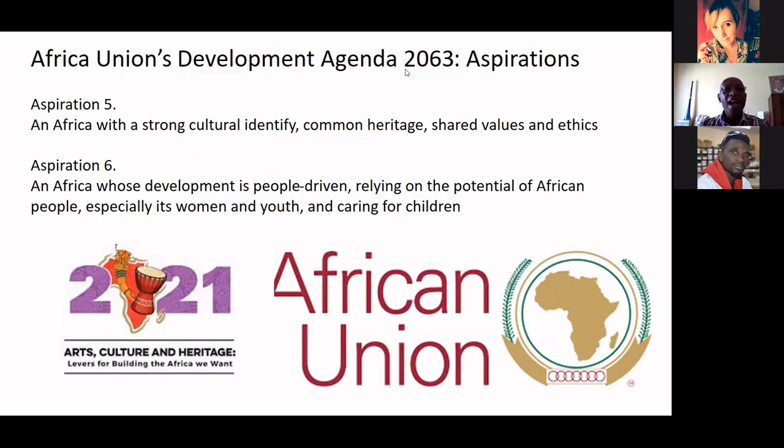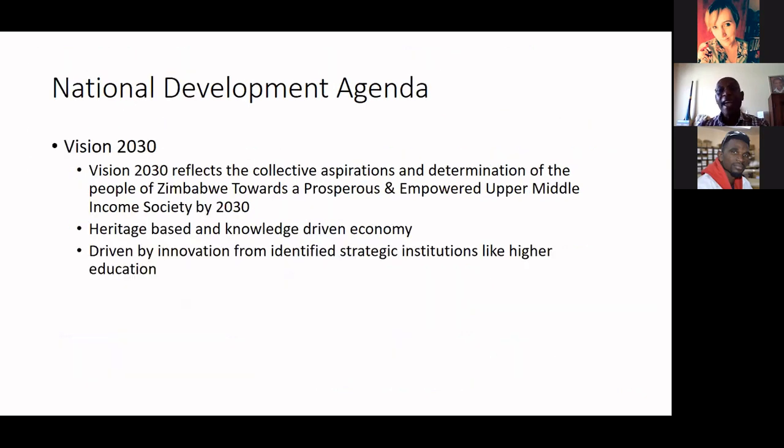And then with the African Union's development Agenda 2063, one is to look at aspirations 5 and 6. You see again, it recognizes the importance of heritage, of culture, and of archaeology by extension. And again, if you look at the year 2021, it was declared the year of the arts, culture, and heritage as levers for building the Africa we want. So again, at continental level, the willpower is there.